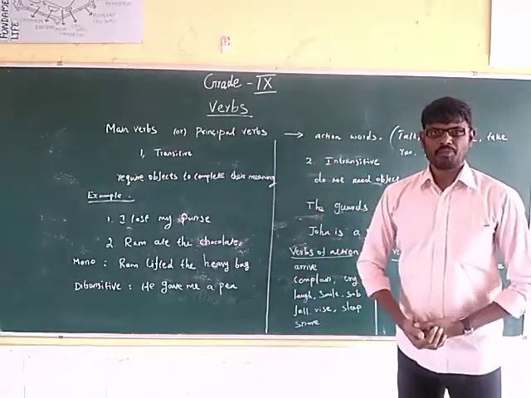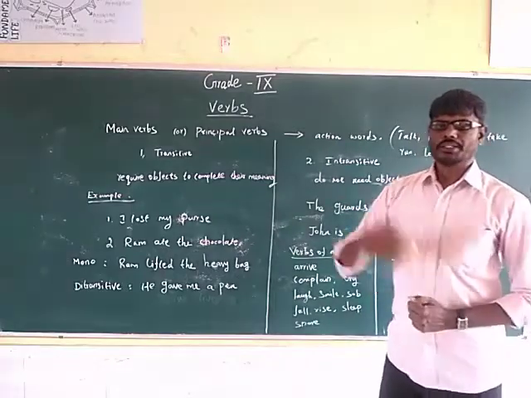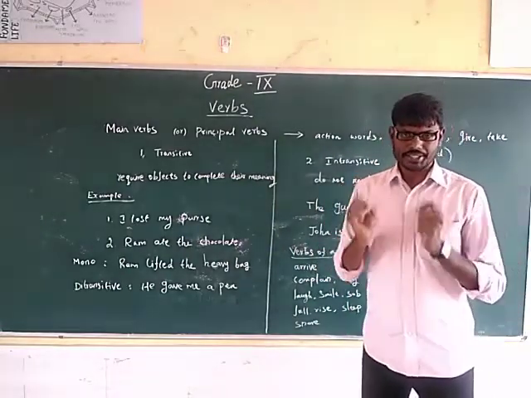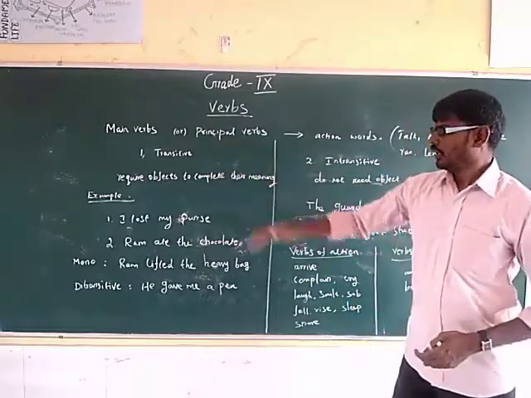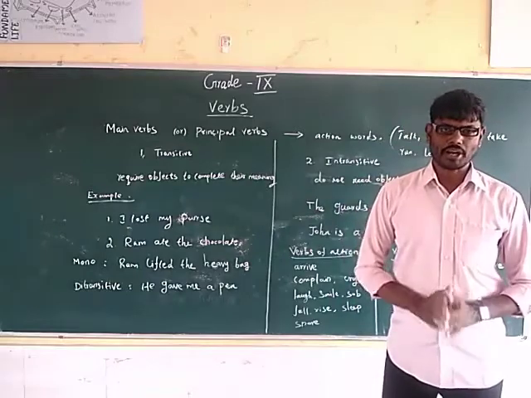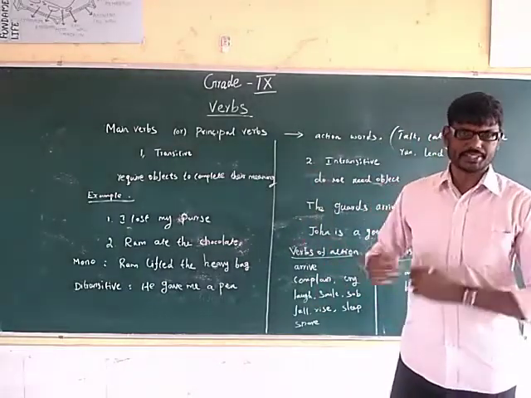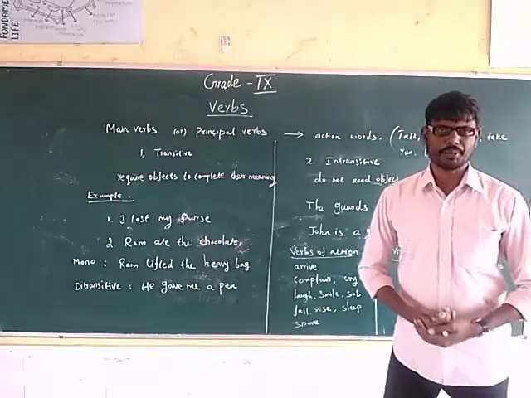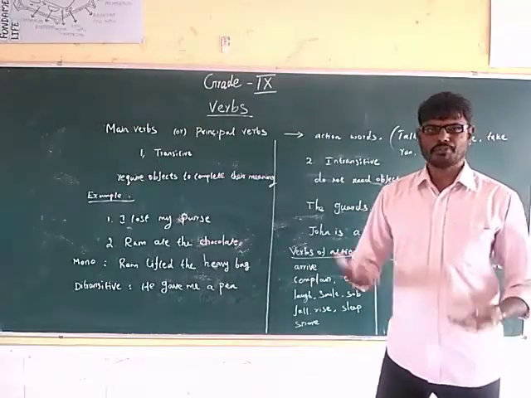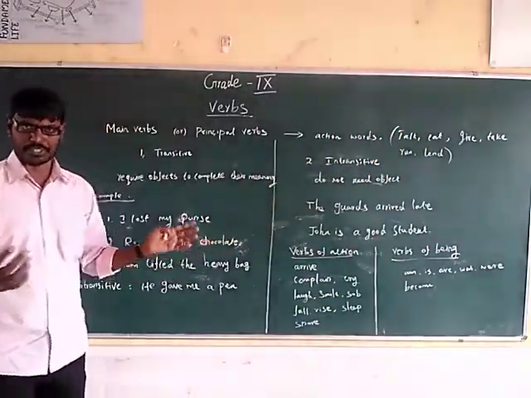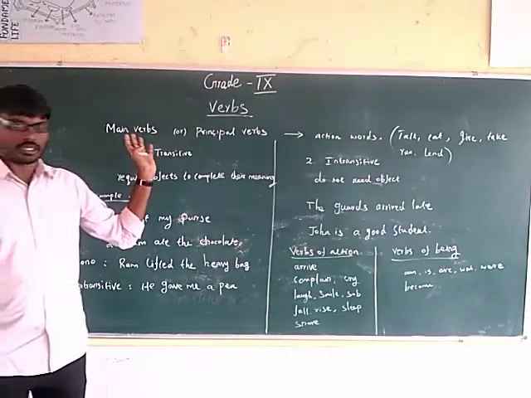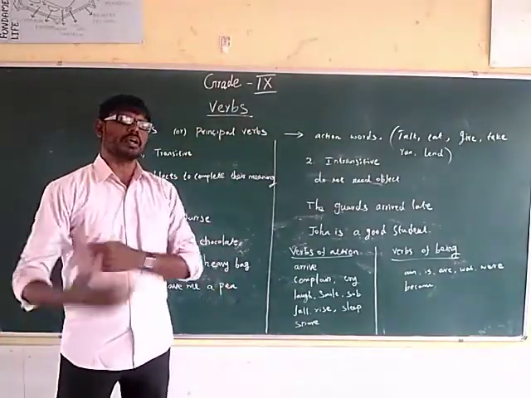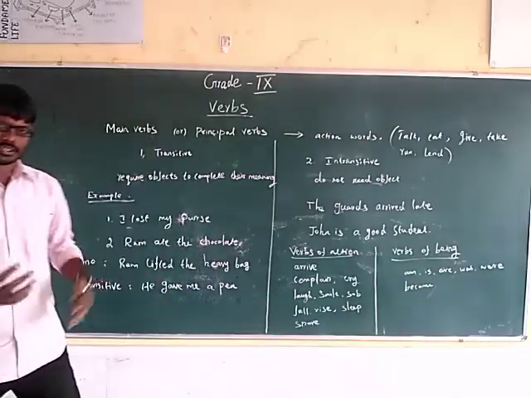As I told you before, main verbs can be classified into two categories: a transitive verb and an intransitive verb. Now we have to understand what a transitive verb is and what an intransitive verb is. Transitive verbs require an object to complete the meaning of the sentence. We know that without a verb we cannot make any sentence. Action verbs are called main verbs, also called principal verbs. Main verbs can be classified into two important categories: transitive verb and intransitive verb. You have to understand what a transitive verb is.